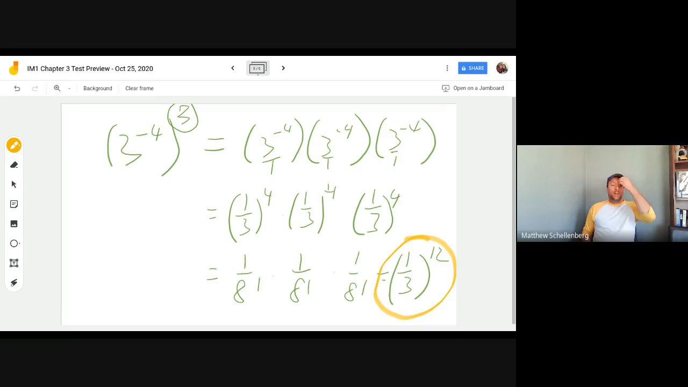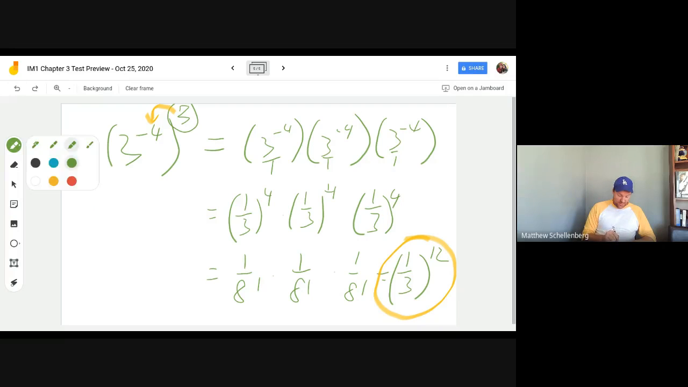Now, question: was there a faster way to do this? Yes, there was. Because the rule is essentially, if you have a bracket with an exponent on the outside, you can just multiply the exponents, meaning the one from the outside times the one on the inside, meaning this 3 here gets multiplied by the 4.